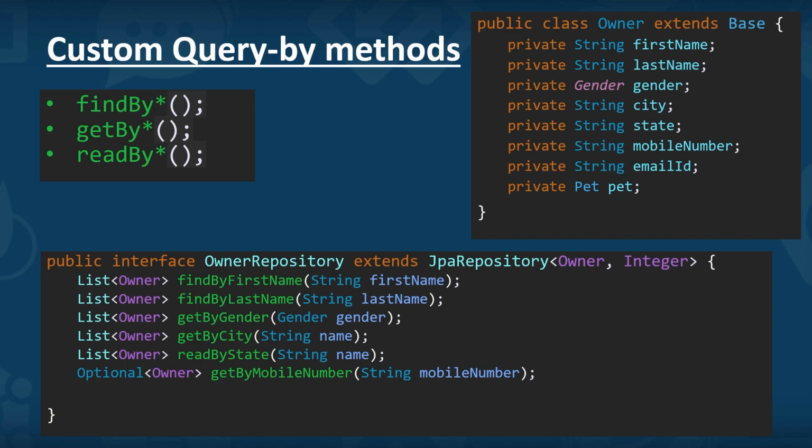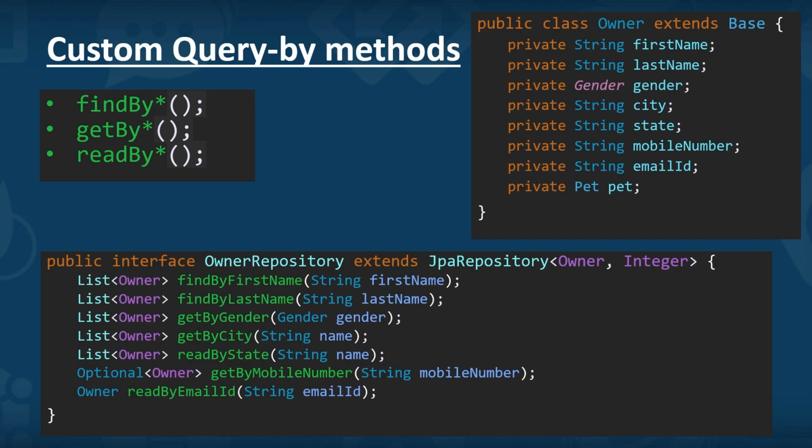Now the next one is mobile number. If you remember, when we were creating the owner entity class, at that time we said that mobile number needs to be unique. So if mobile number is unique, that means in that particular table either this mobile number will exist or it won't exist. That means for this mobile number there can be either one owner or zero owners. Hence we are returning an optional here, because this time I'm very sure that there can't be multiple owners with the same mobile number. That's the reason for returning it as optional.